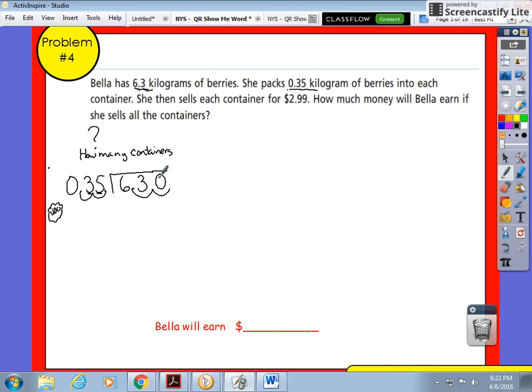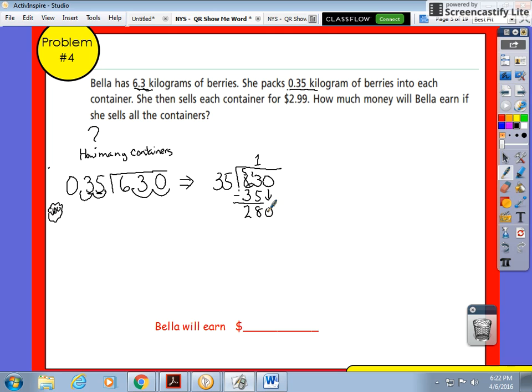So now I have a new division problem of 35 divided into 630. So I can go ahead and do that division. So I'm going to first find out how many 35s are in 63, multiply, subtract, and I have to bring down my 0. And now I'm going to repeat those steps, and I'm going to see how many 35s are in 280.